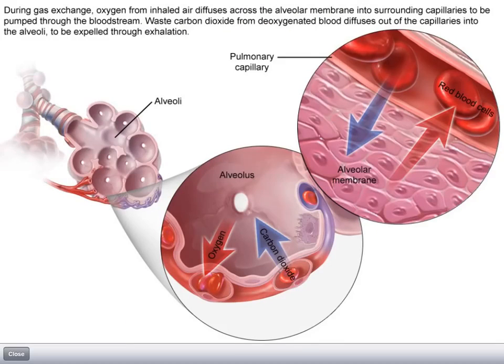Here's an even closer view of the critical interface between the pulmonary capillaries and the alveolus. Here we have red blood cells moving past the alveolar membrane, and this alveolar membrane is typically not very thick, and carbon dioxide and oxygen can move easily and freely across the boundary.